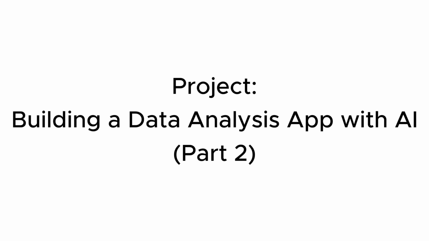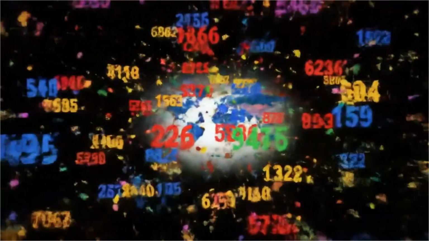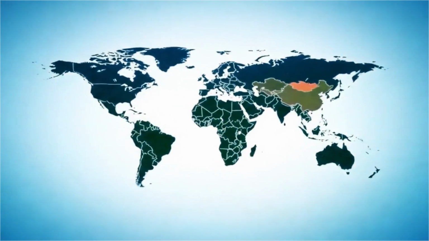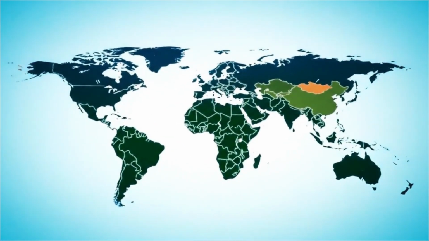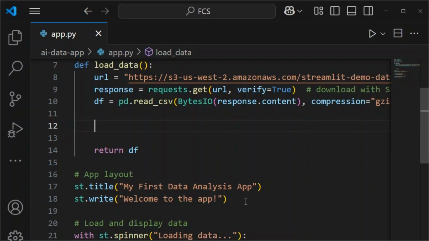In the last part, we used AI to set up our project and install our libraries. But our app isn't doing much yet. In this lesson, we'll dive into the heart of the project: data cleaning and visualization. We'll use our AI assistant, GitHub Copilot, to help us with complex data transformations and plot our first interactive chart. By the end of this part, you'll have a working app that not only loads data, but also makes sense of it. Let's get started.